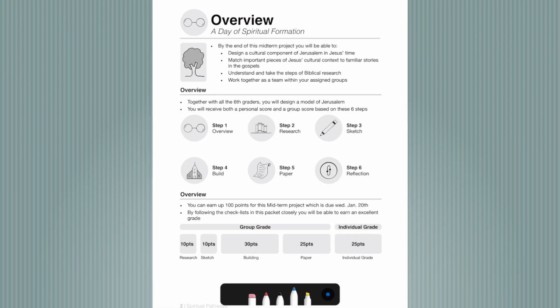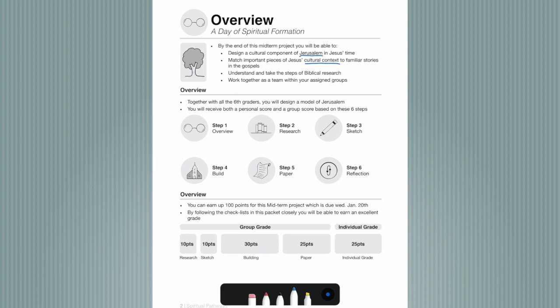Now, my goal is that by the end of the project you will be able to do 4 things very, very well. The first thing is that you're going to want to design a cultural component of Jerusalem in Jesus' time. Secondly, you're going to want to match important pieces of Jesus's cultural context, which we've talked about, to some of the familiar stories in the gospel. And thirdly, there are a couple of steps involved in biblical research. We'll talk about that more later on this school year, but this project is an important first step.